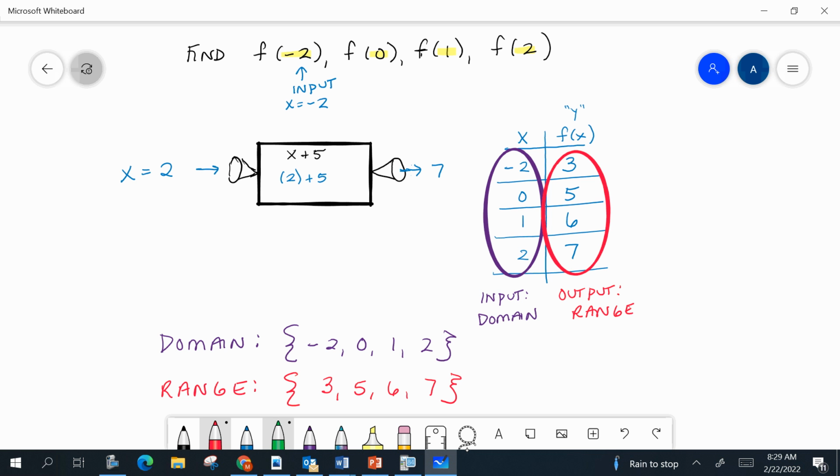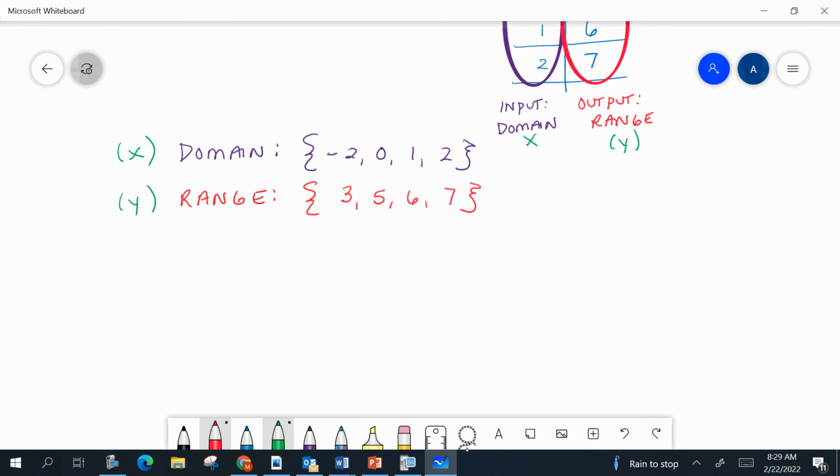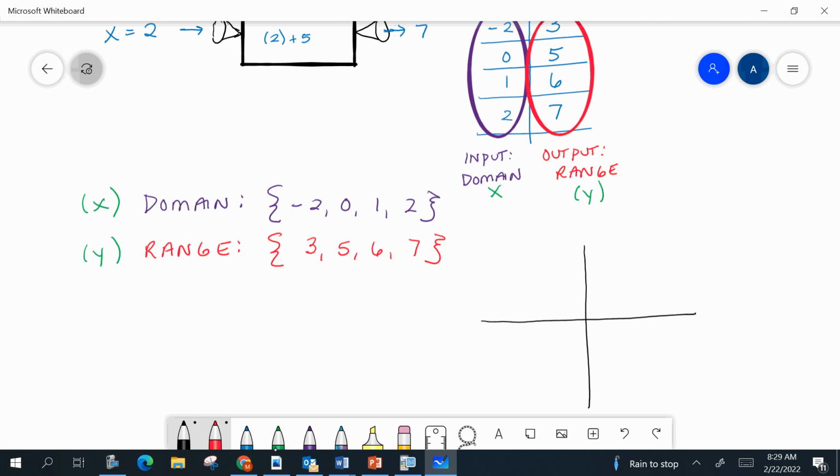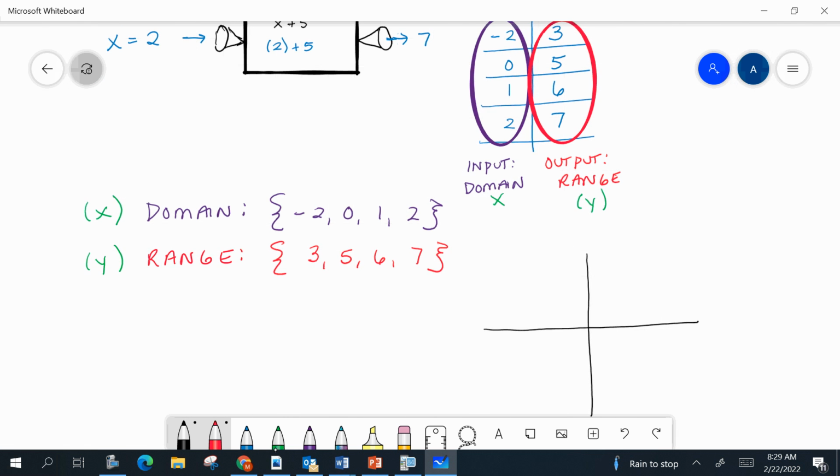Okay, now what you're also going to see notation-wise is the domain are all of the set of x coordinates that get plugged in, and the range is all the set of y coordinates that come out. So what we can do with all of these points is we could also graph them. And what we could do is we could graph -2, 3.